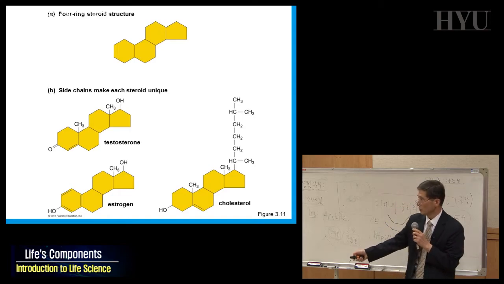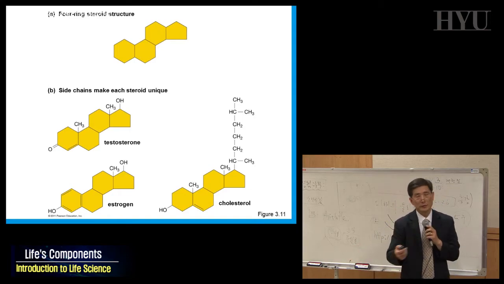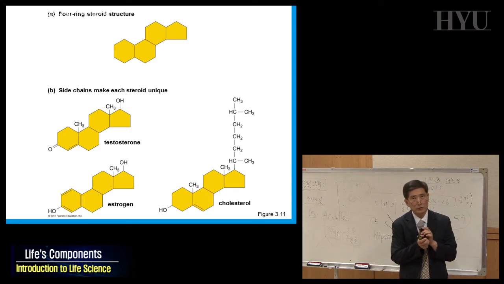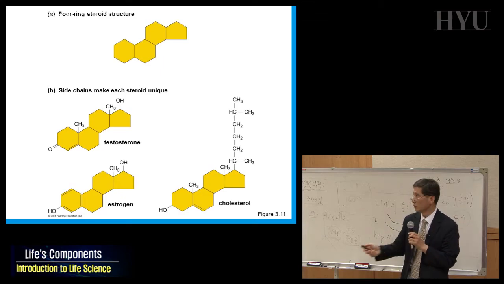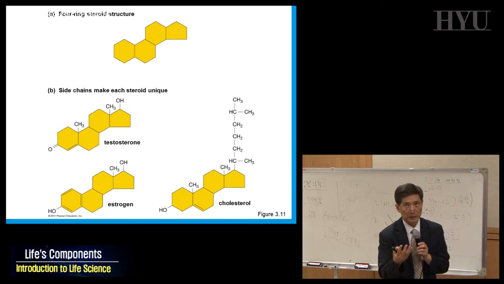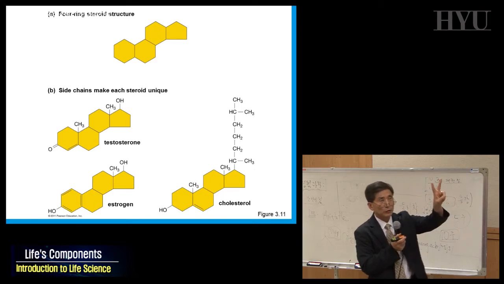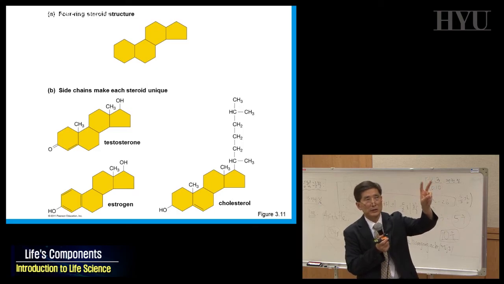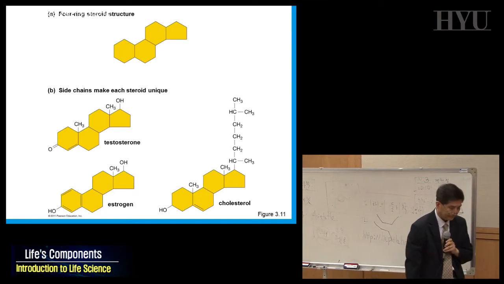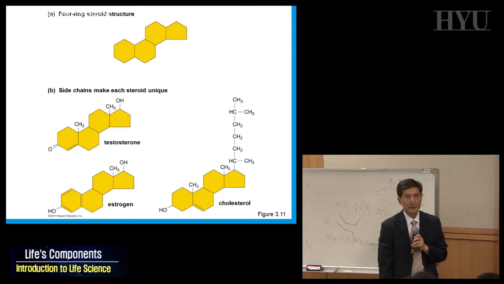Some of them are sex hormones, for male testosterone, for female estrogen. Cholesterol, if you have too much, bad, but you have to have cholesterol. So these are types of steroid lipid. We talked about 2 types of lipid. What is it? Triglyceride and steroid. Are you following?